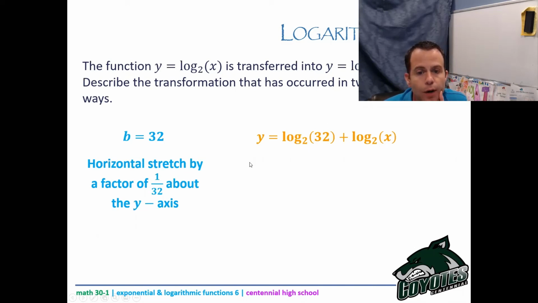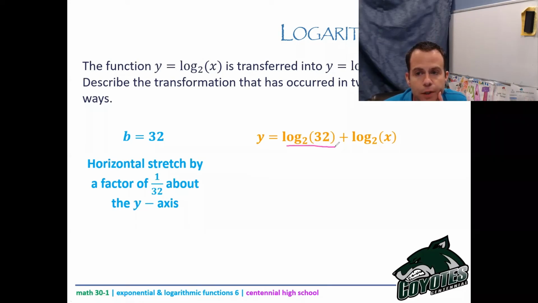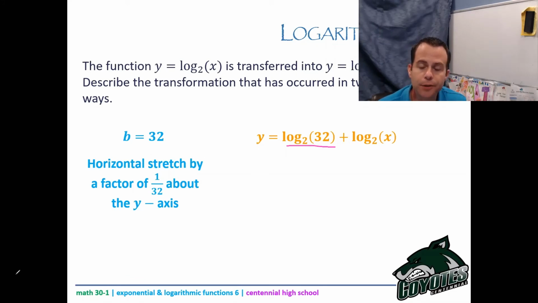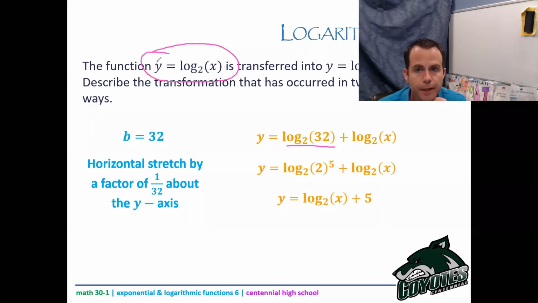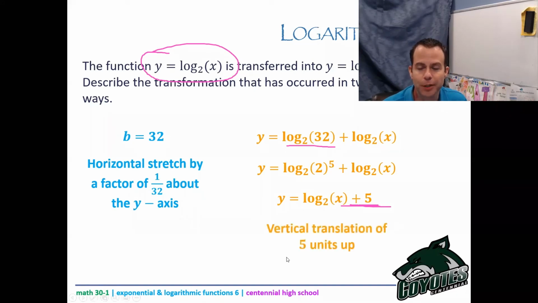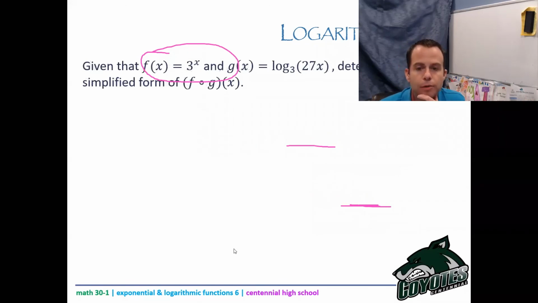Well, now I can pick on log base 2 of 32 because I can write 32 as 2 to the 5. If I write 32 as 2 to the 5, this whole thing just becomes 5, which means I'm now looking at log base 2 of x plus 5. Well, remember, my original function up here was log base 2 of x. So now if I've just said plus 5 on the end of it, that is a vertical translation up 5 units. So that's pretty cool.